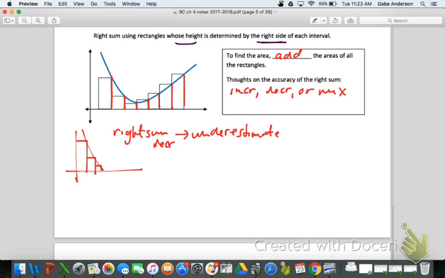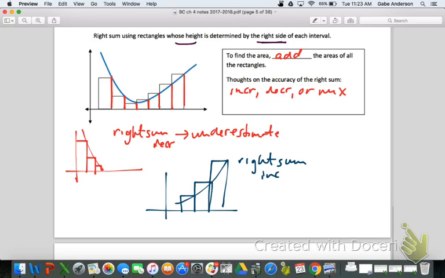The alternative would be a right sum on an increasing function. That would look something like that. And of course you can see that those rectangles are higher than the actual curve. So a right sum on an increasing function leads us to an overestimate. And if it were a mix, it'd be hard to tell exactly whether it was an over or an underestimate.